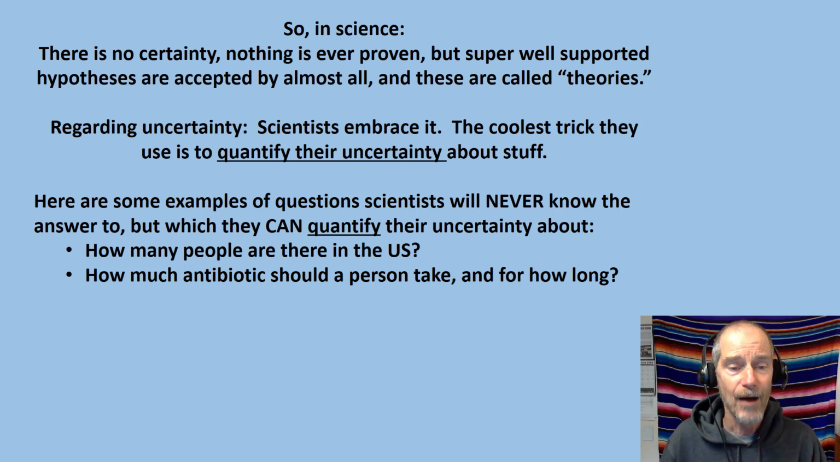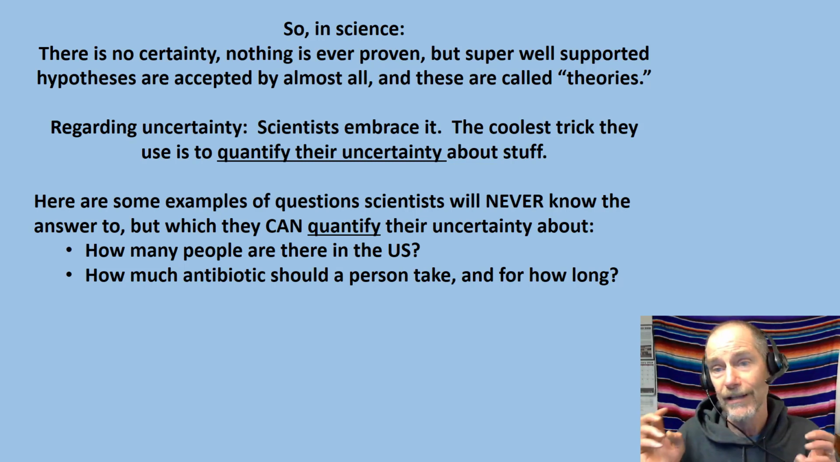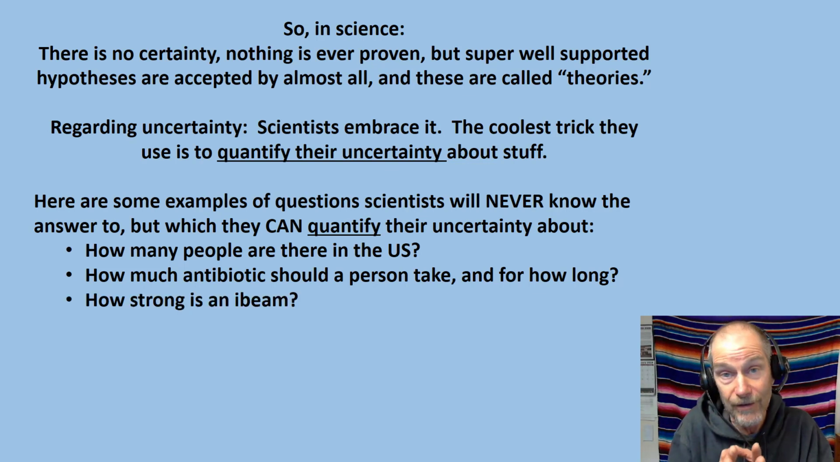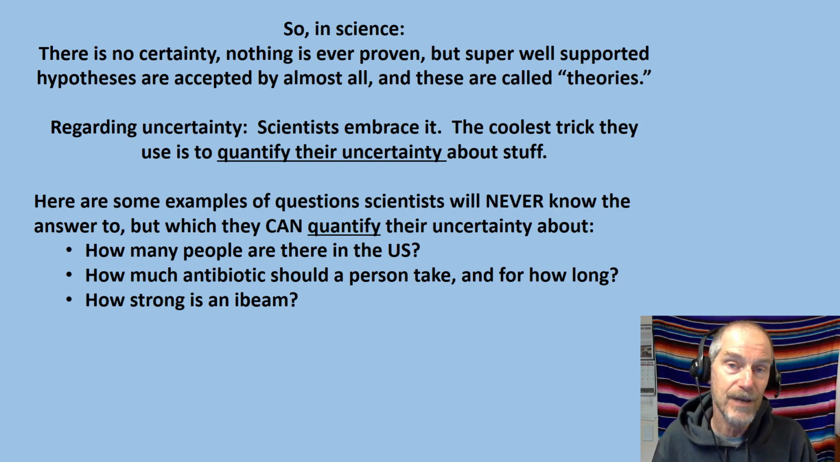Here's another one. How much antibiotics should a person take, and for how long? Well, for what disease? And which person? Male, female? What age? How large are they? For every person who's a certain gender and age and size with a disease, it's possible that there's uncertainty about how much they should take. But if we minimize the uncertainty without attaining certainty, we can come up with a good prescription for people, and usually, well, hopefully, usually make them better.